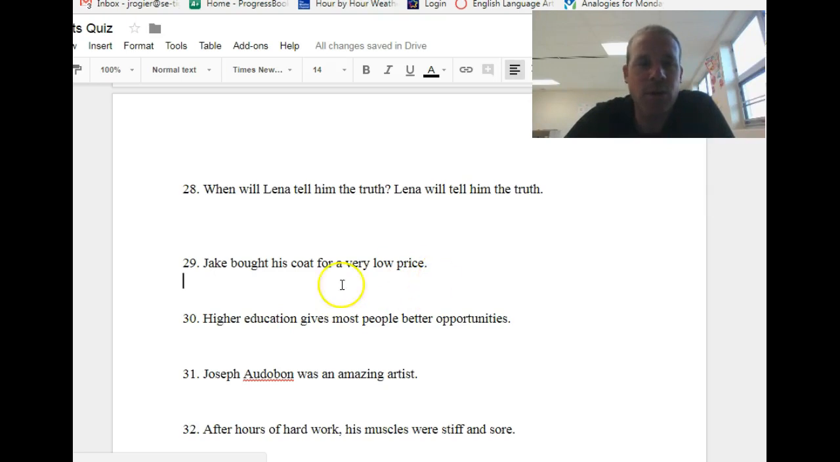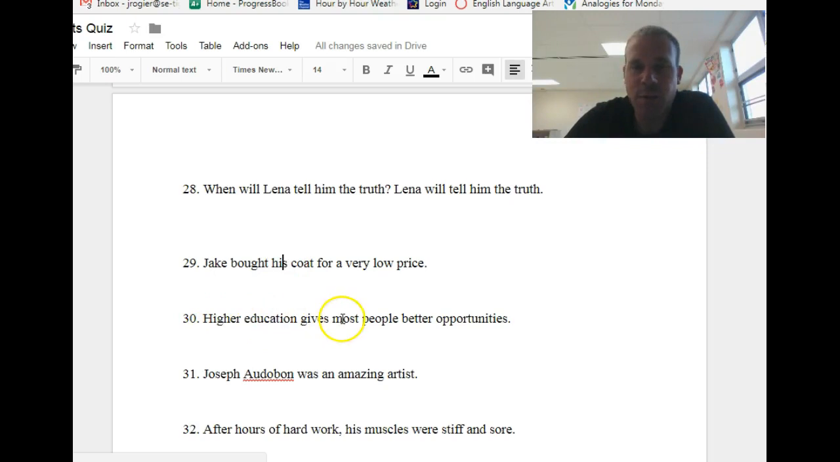29, Jake bought his coat for a very low price. Jake bought. Whom or what did Jake buy? Action verb because he bought a coat. So coat is the direct object. His is describing coat. It's not who he bought the coat for. It was his coat. So that is not an indirect object. So you should not make that an indirect object.